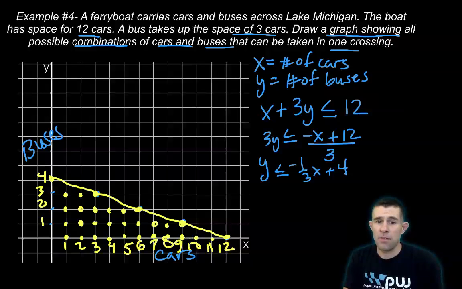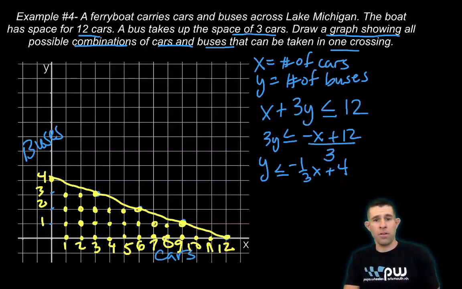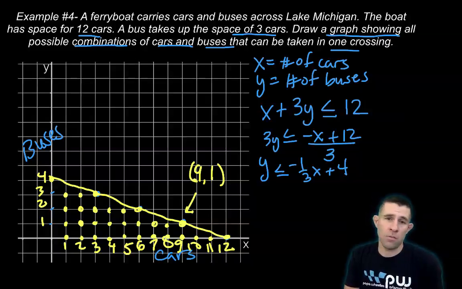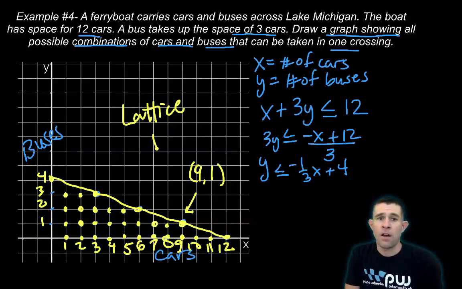So you could have 11 cars and 0 buses, 10 cars and 0 buses, or 9 cars and 1 bus. So this point here would indicate 9 over and 1 up. That would be 9 cars and 1 bus. So all of these lattice points are solutions for this linear inequality.